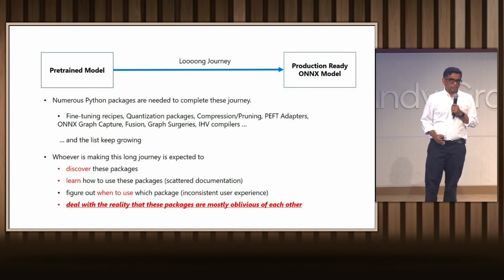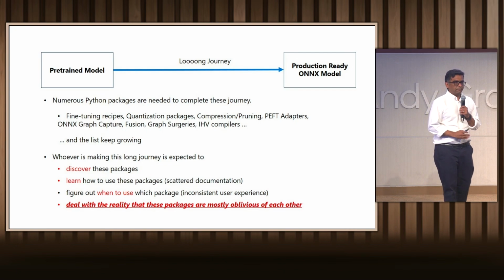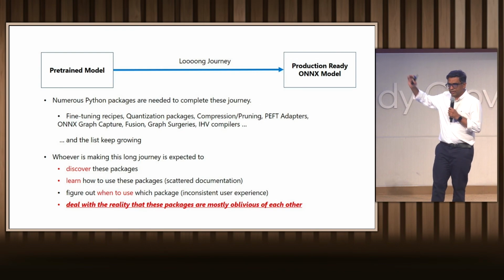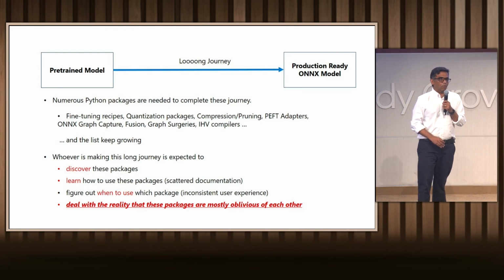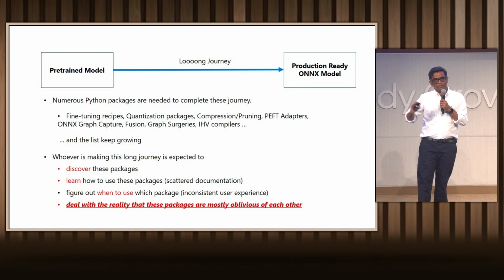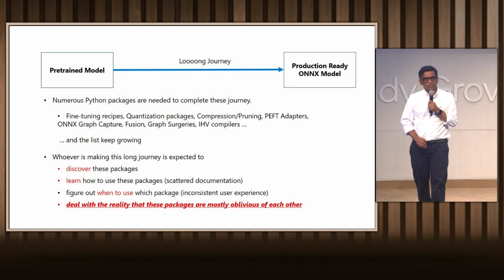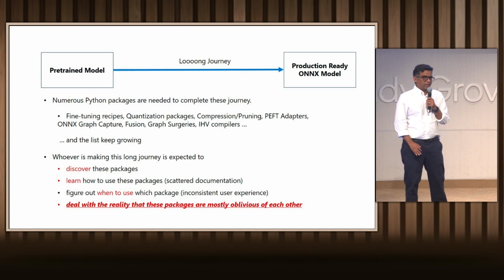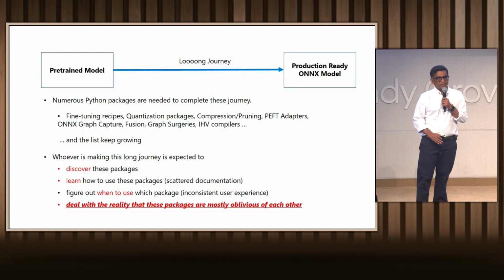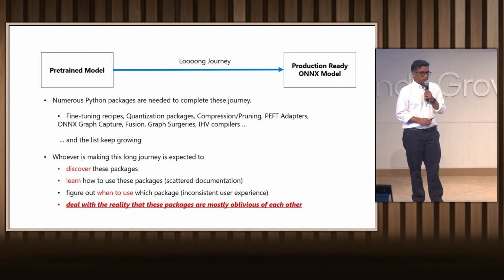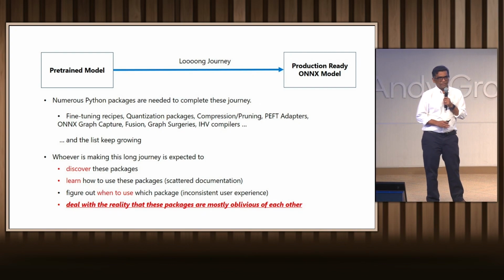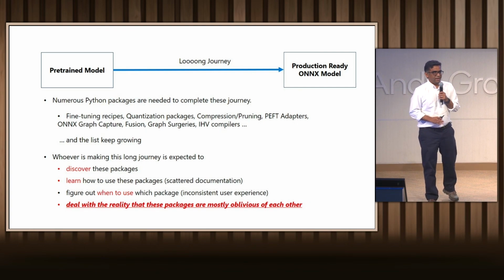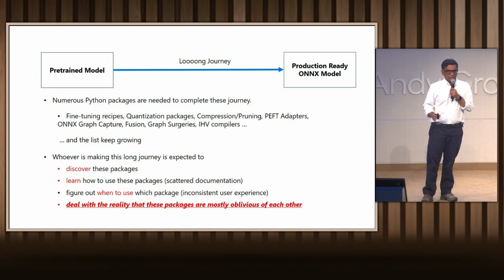So we all know that when you have a pre-trained model and you want to put it in production, it's a long journey. You want to fine-tune the model sometimes. You want to definitely quantize the model nowadays. You want to compress, prune the model. Eventually, you want to convert into ONNX. You may want to apply a few surgeries. You want to do some graph transformations. You want to do operator fusion. And the list keeps going. And when you do all of this and more, then eventually you have a model that you can put in production.